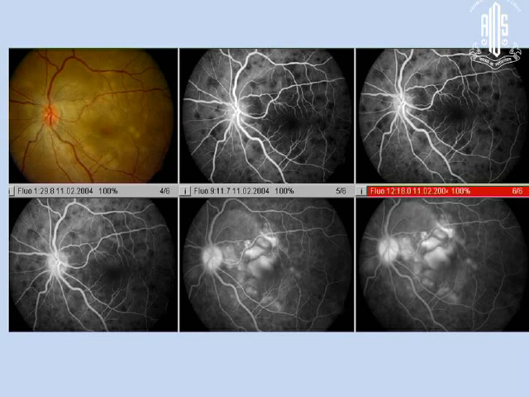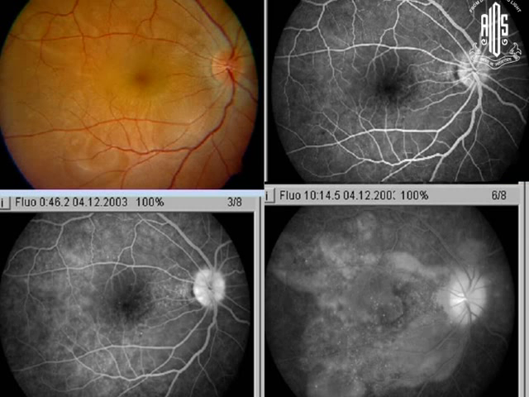So again, in case of a VKH, you see hypo to hyper, and so much of hyper there is a pooling of the dye there in the late phases. So hypo to hyper. Sometimes in VKH syndrome, only in VKH syndrome, there are some RPE changes. Apart from the hypo to hyper, we are seeing early pinpoint hyperfluorescence.